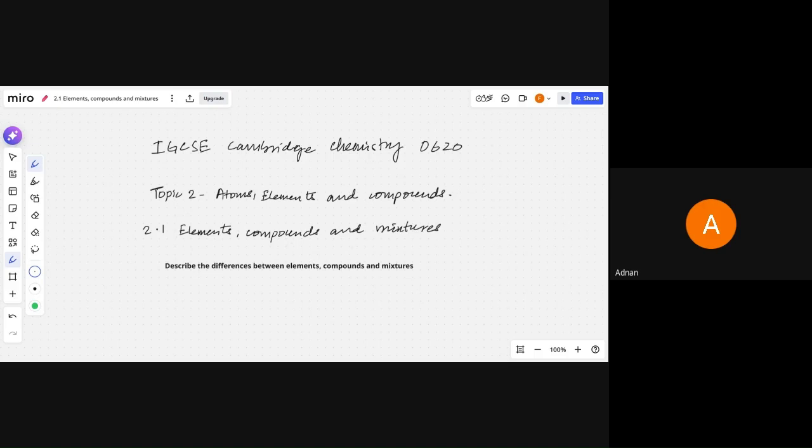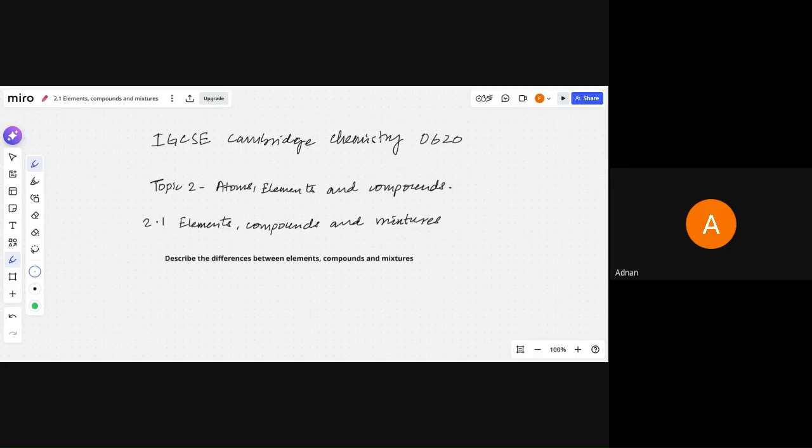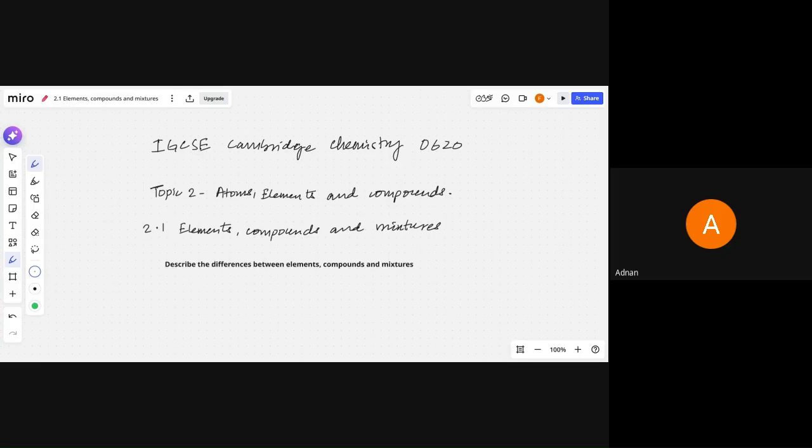So if you look at the syllabus, the first subtopic is describe the differences between elements, compounds, and mixtures. So let's take a look at these. This is the very basics of chemistry. If you're starting to learn chemistry, this is the best place to start, and this is the first fundamental lecture or lesson on the concepts of chemistry.